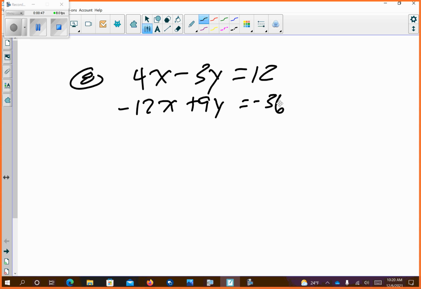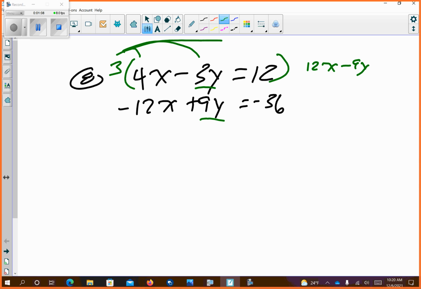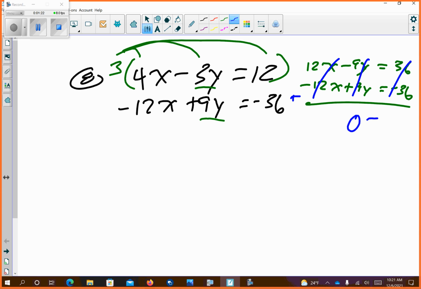Okay, so we all agree if we add these together right now, the x or the y don't go away. So I'm going to try and get rid of the y. I'm going to multiply the whole top by 3. That gives me 12x minus 9y equals 36. Then I'm going to rewrite the second equation as is. Wow. Hang on, if I add these together, those cancel, those cancel, those cancel. I get 0 equals 0. Is 0 equal to 0? That's true, so that means we have infinite solutions.